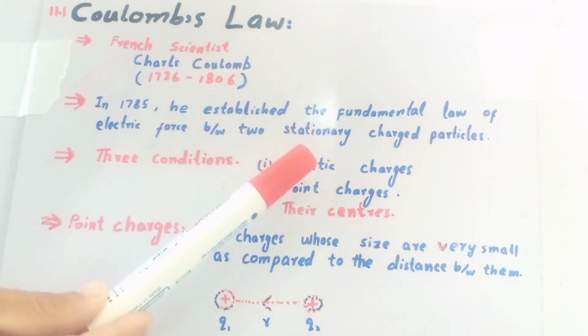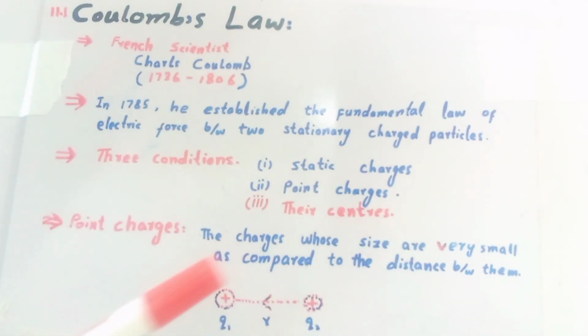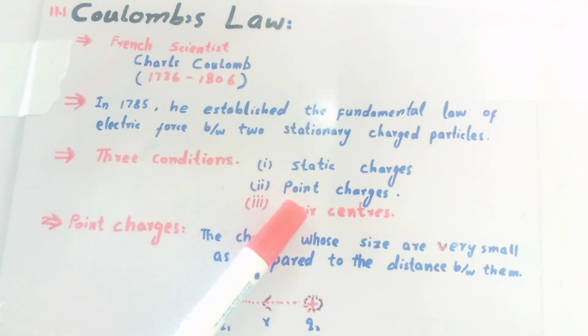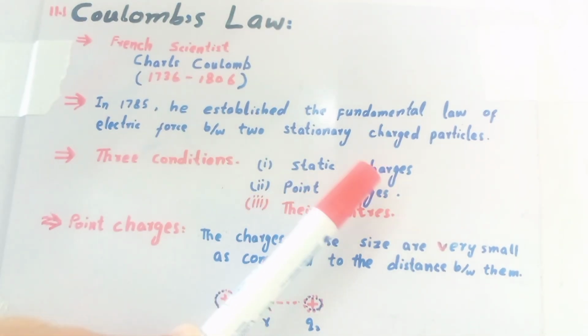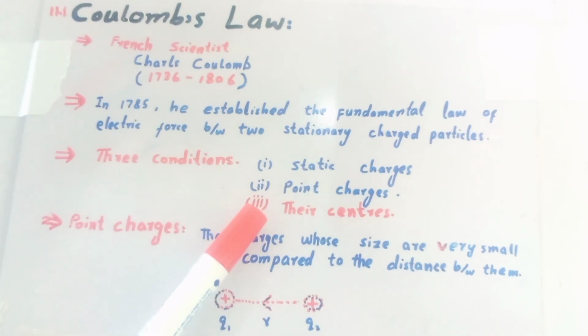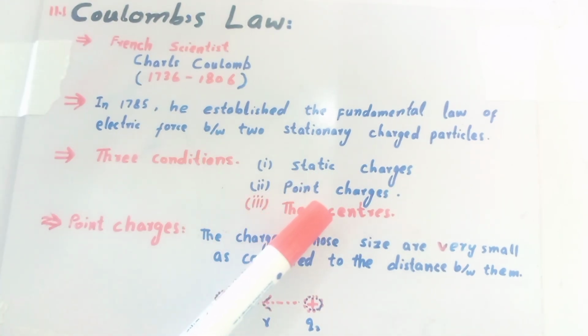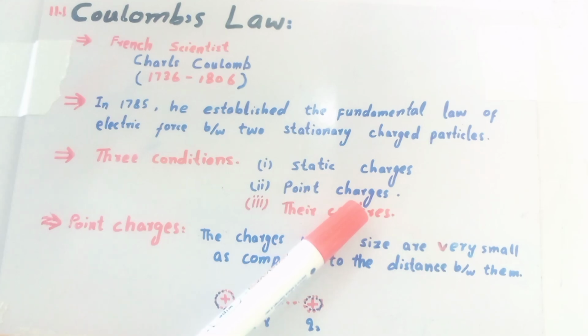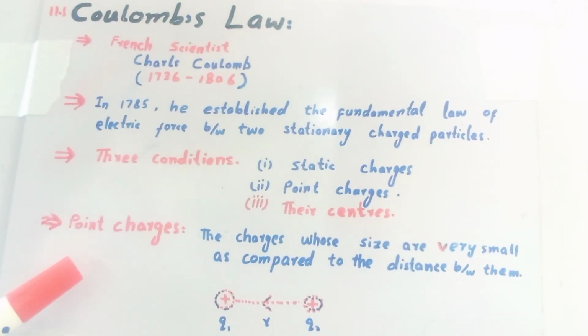There are three conditions for Coulomb's law. This law is applicable to static charges. This law is applicable to point charges. The distance is taken between the charges, but not between their centers.